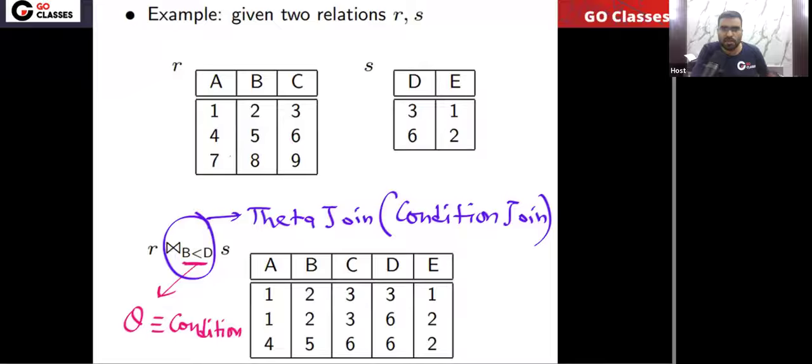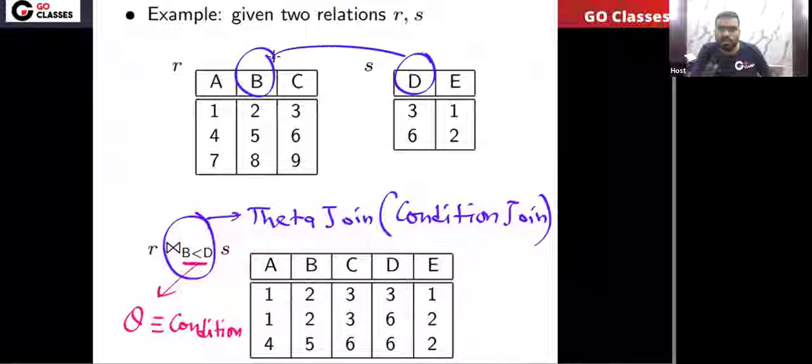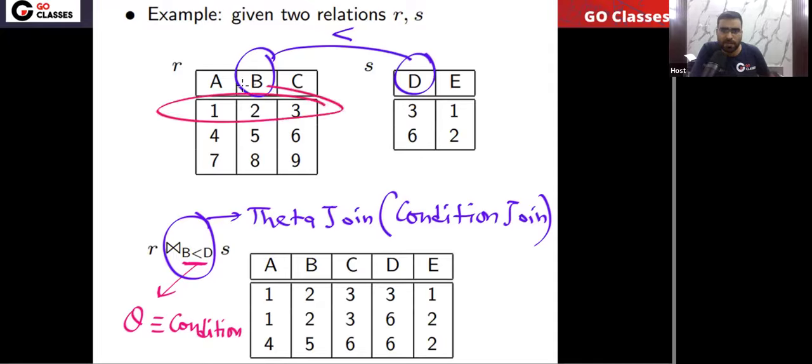Okay, so very simple. Now you tell me how to calculate this R theta join S, where the condition is B is less than D. B should be less than D. Now tell me, this tuple will match with which tuple? Remember, tuples of R will match with tuples of S where this condition will be satisfied. B should be less than D. So this tuple will match with this one also, this one also. Do you agree?